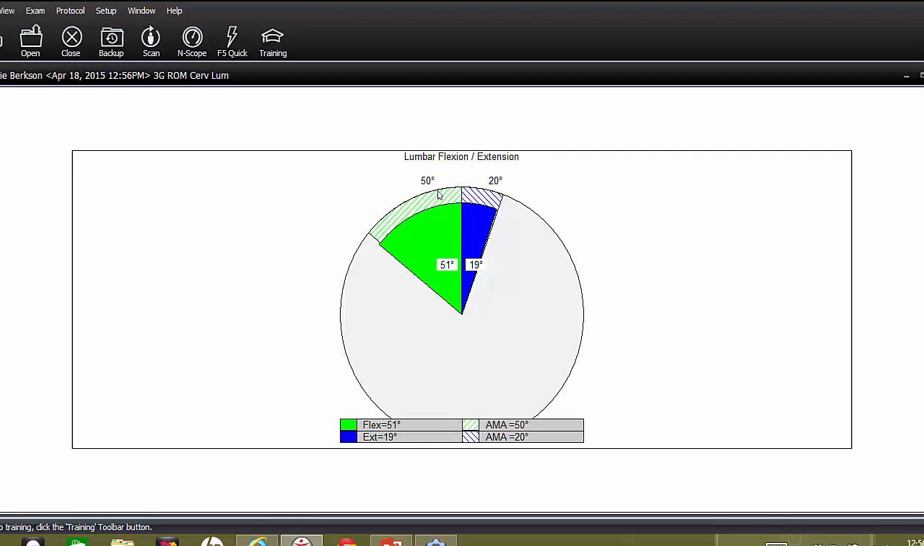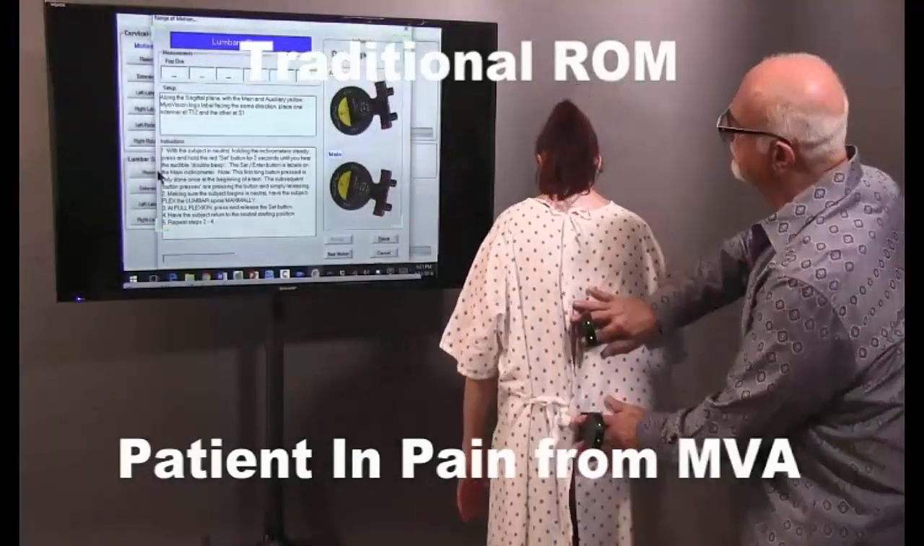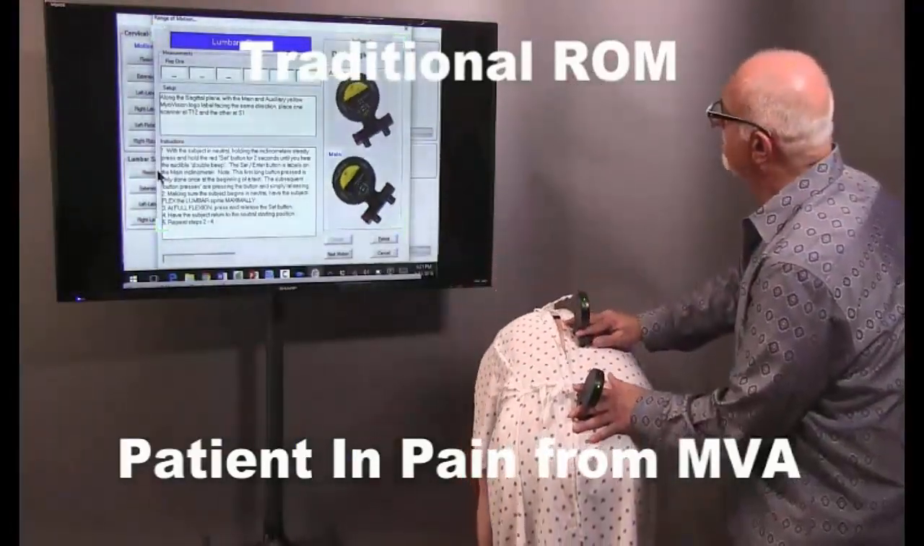In your office, you're probably seeing a ratio of about 40 to 50% of your patients producing normal range of motion, although they're complaining of pain. I was so glad that I used the DynaRom, because without it, I wouldn't have been able to substantiate their complaint. Let's take a look at a patient here being scanned with traditional range of motion.